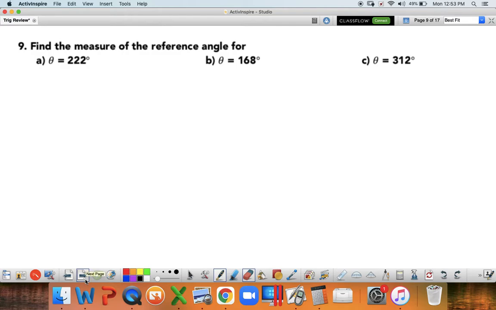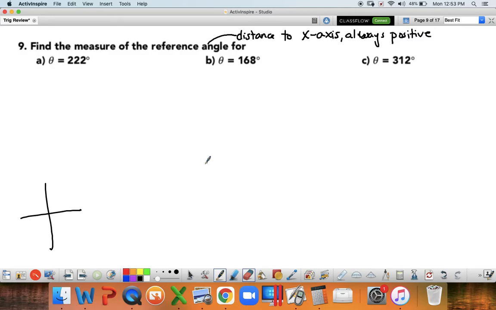All right, so let's talk about reference angles. What is a reference angle? A reference angle is the distance to the x-axis. Because it's a distance measure, it is always going to be positive. Now the tricky part is to figure out which x-axis I am closest to. Am I trying to get to 0 degrees or 360 degrees, or over to 180 degrees? If it's in quadrant 2 or 3, I'm trying to figure out the distance to 180 degrees. If it's in quadrants 1 or 4, I'm trying to figure out the distance to either 0 or 360.